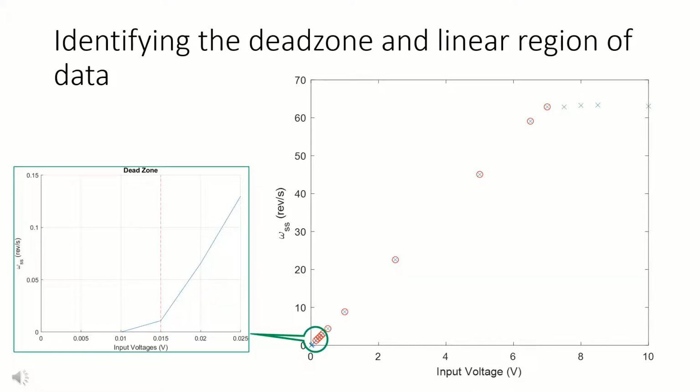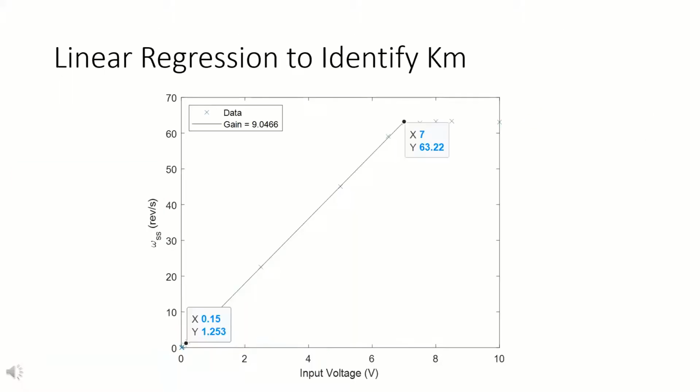A linear regression was performed on the linear region of the data collected for Part 1 and is shown in the figure. The slope of the regression line, which is the motor gain, was found to be 9.0466. The time motor constant was found by taking the average of the time values for the linear region. The time motor constant value was determined to be 0.1010 seconds. And note that this time motor constant is not dependent on voltage.